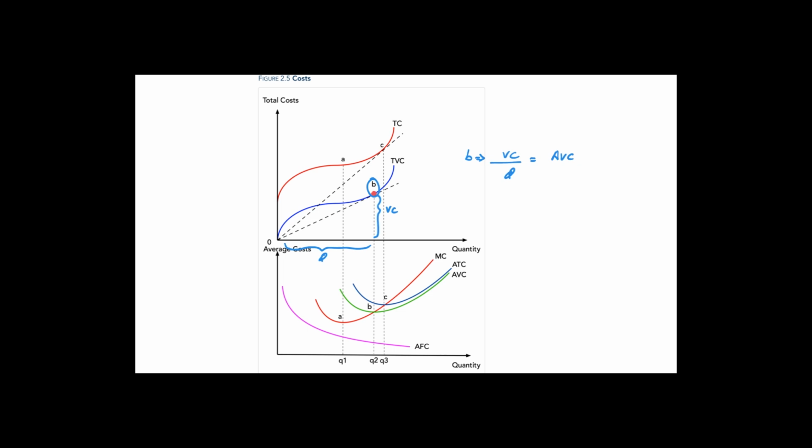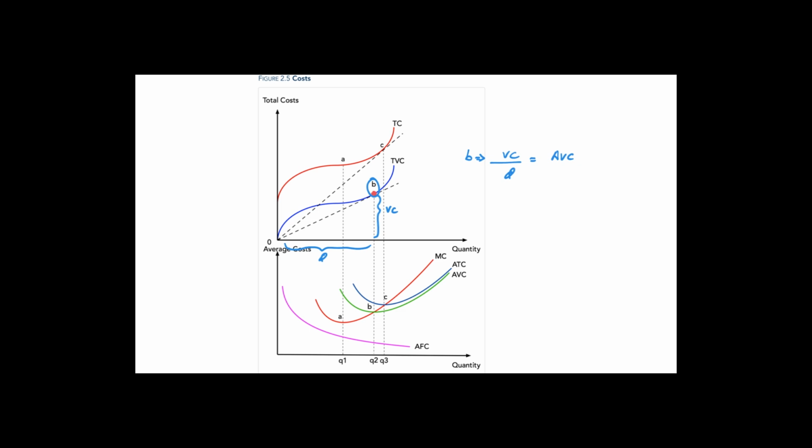So when I do this, this dotted line right here is a tangent. Tangent matlab it's just a touch and go point. And when it has a touch and go point, that means your average variable cost will be at its lowest point as well.